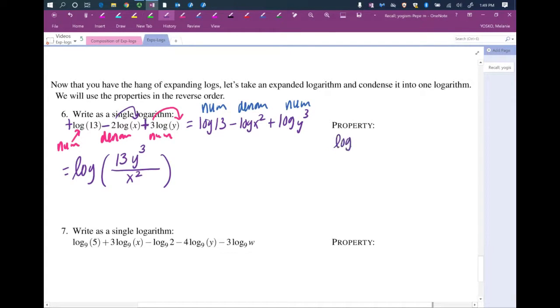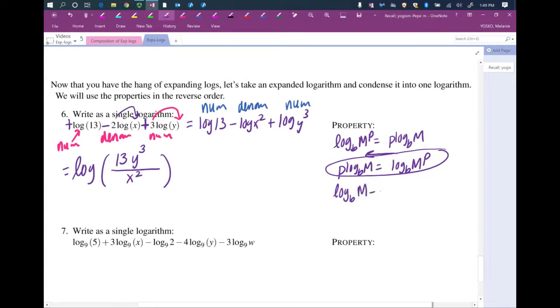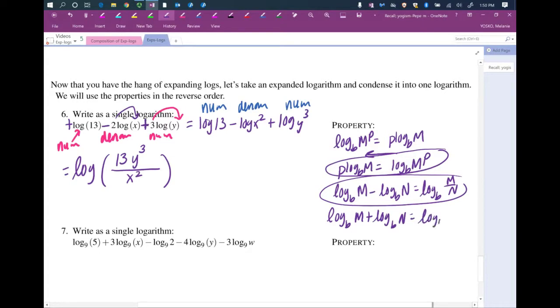So the first property we're really using is log base b of m to the p equals p log base b of m. But we did it in this direction, right? So let's actually write it that way. p log base b of m equals log base b of m to the p. We used that one. And we also use the property that log base b of m minus log base b of n equals log base b of m over n. We also use the property that log base b of m plus log base b of n equals log base b of m times n.